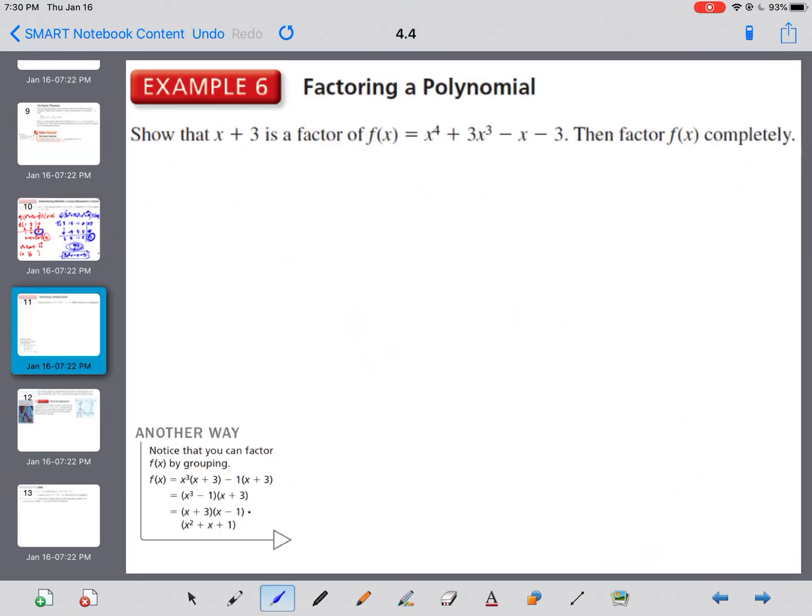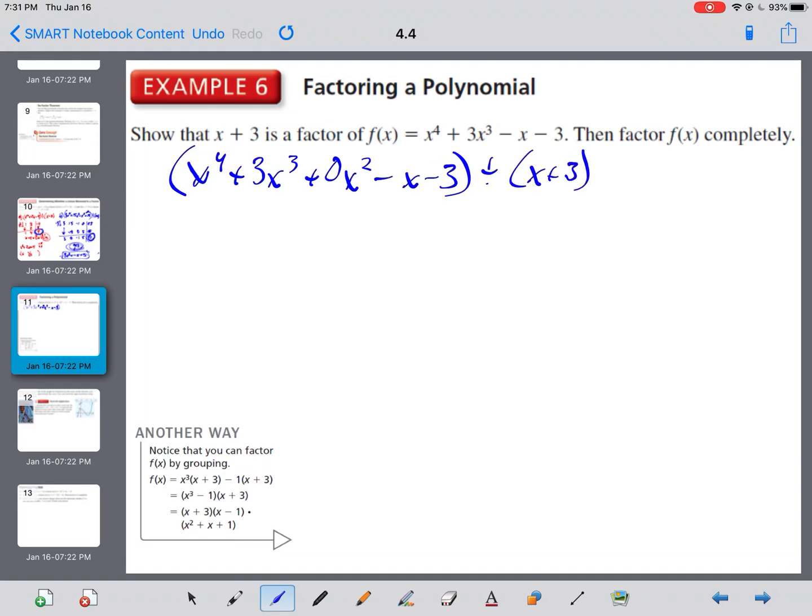Okay? So, show that x plus 3 is a factor of x to the 4th plus 3x to the 3rd minus x minus 3, and then factor completely. So not only show that it works, but then keep going. So we're taking x to the fourth plus 3x to the third plus 0x squared minus x minus 3. Now everybody's there. Divided by x plus 3. Okay, so in my little half box is a negative 3, and then we've got a 1, a 3, a 0, a negative 1, a negative 3.